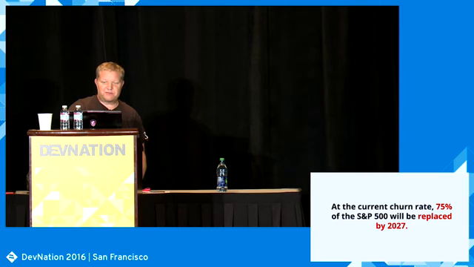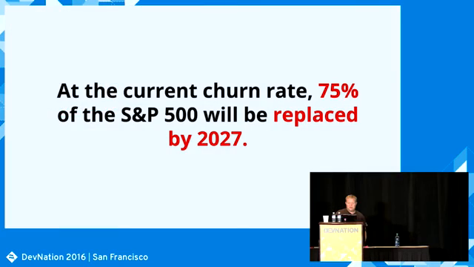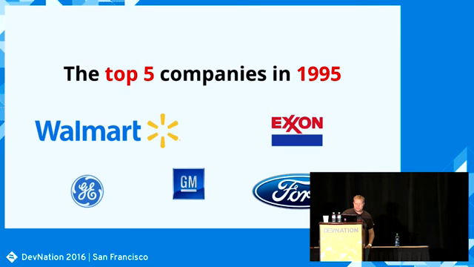At the current churn rate, 75% of this S&P 500 will be replaced in the next 11 years. That's pretty crazy. Hopefully, you know, Red Hat is actually listed in the S&P 500, so we need you guys to buy more stuff so we're not one of these 75%, right? So that's your takeaway. But it's kind of amazing that 75% of the top 500 companies are going to be replaced in the next 11 years.